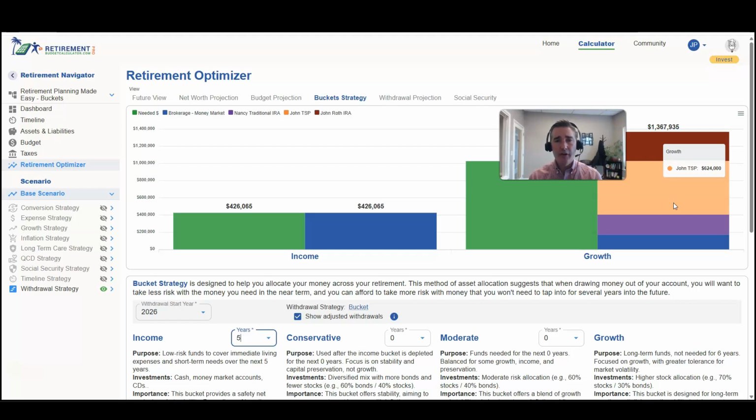So anyways, I hope you found this helpful. This new bucket strategy is very powerful. If you want to give it a try, just go to retirementbudgetcalculator.com and you can create an account for yourself and see how this would work for your specific situation.